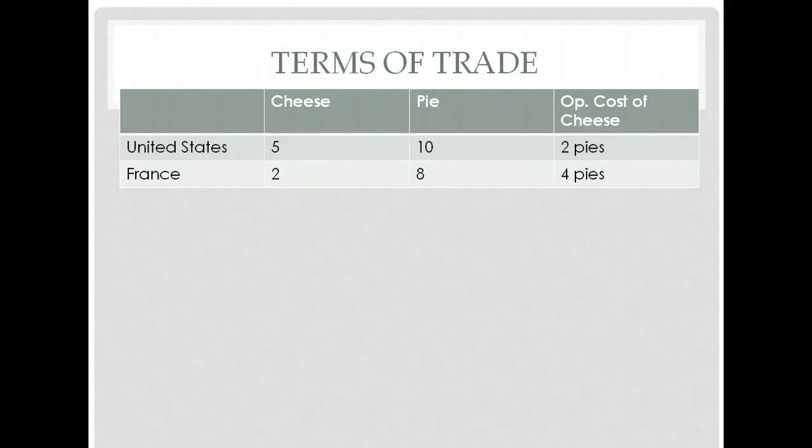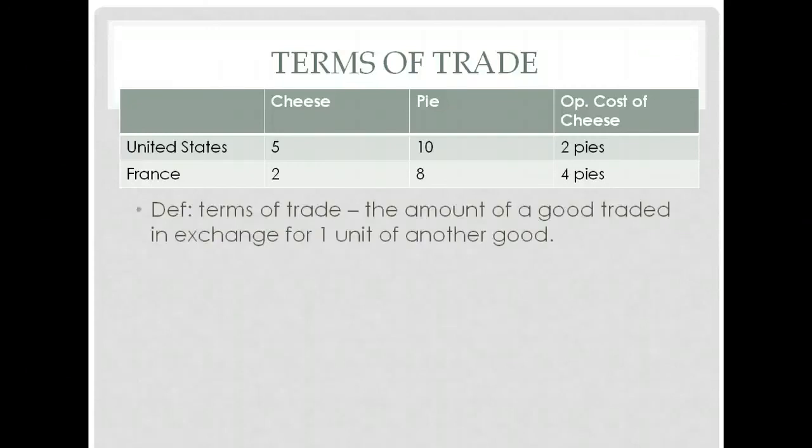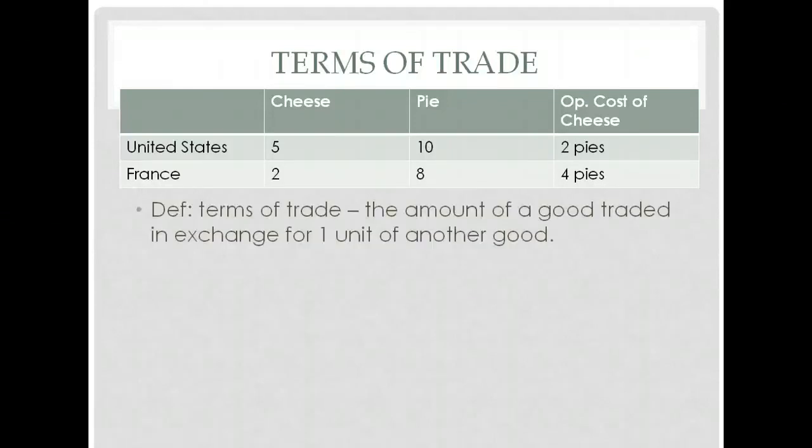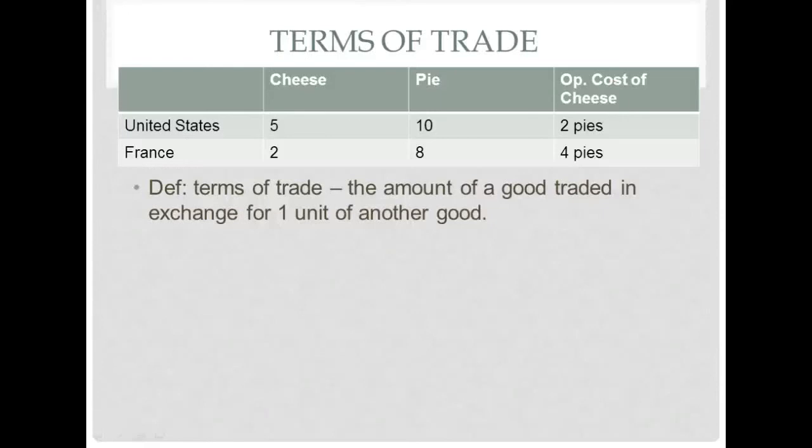Again, let's go back to this example we've used a number of times, the US and France and their whole situation with cheese and pie. Well, we've already determined that the US, because it gives up less pie to produce cheese, should produce cheese. And France should produce pie, and they should trade, right? We remember all that good information. The question is exactly how much should each country trade in order to get a deal that both would consider fair, that would bring both to the table. That's what we call the terms of the trade. And what is the definition? The definition is the amount of a good traded in exchange for one unit of another good.